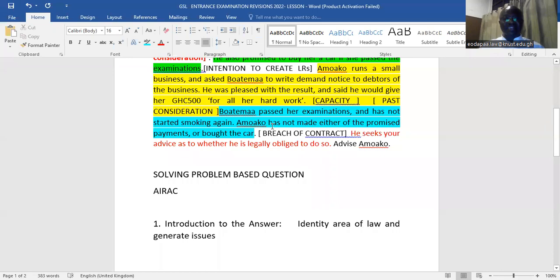Just as with the intention, there was a concern that the intention will be running through. We also need to consider, even where the father promised to pay her the 500 Ghana cedis for the hard work, that the intention is again important, isn't it?